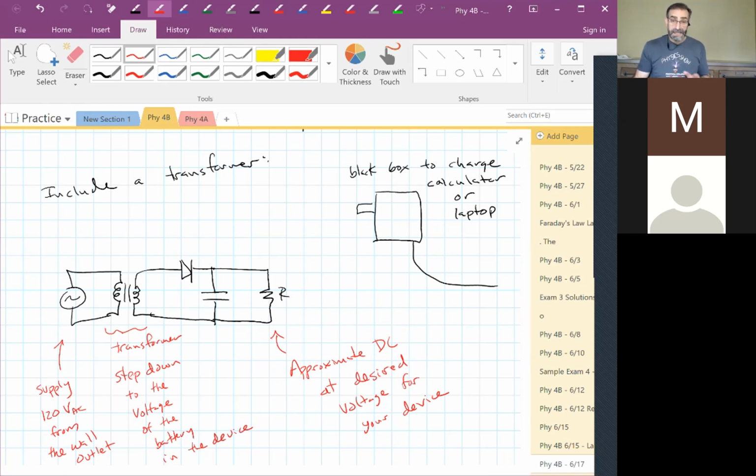So the idea here is, what do you have to do first? Can you change it to DC first and then change the voltage? Is the order here important? Can we change it to DC and then change the voltage, or do we have to change the voltage first and then change it to DC?